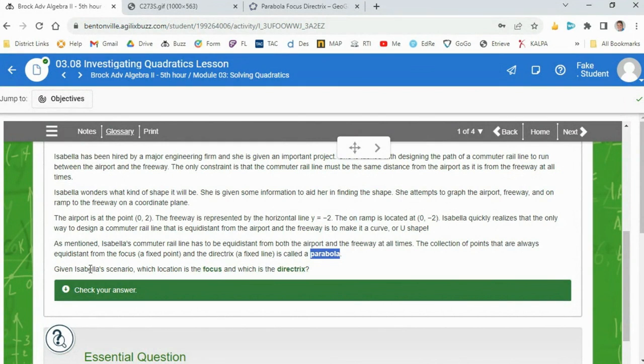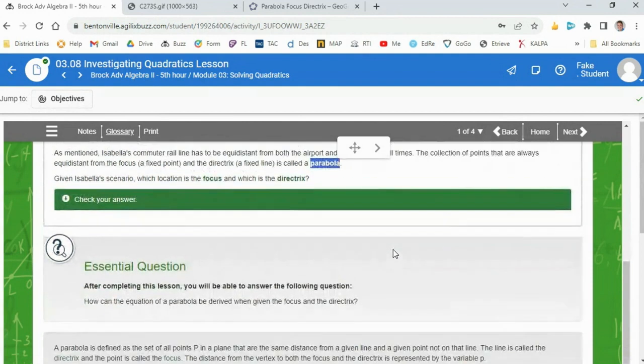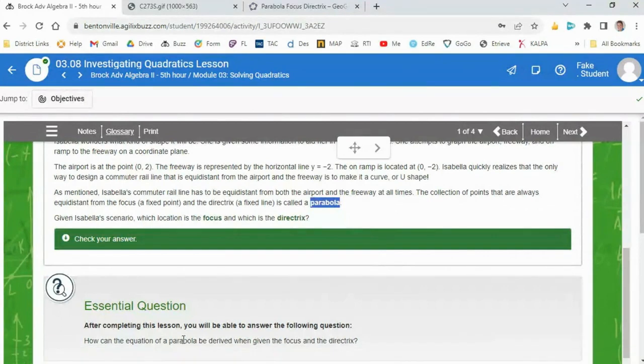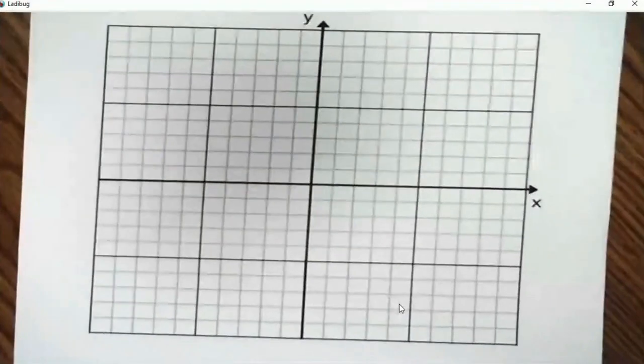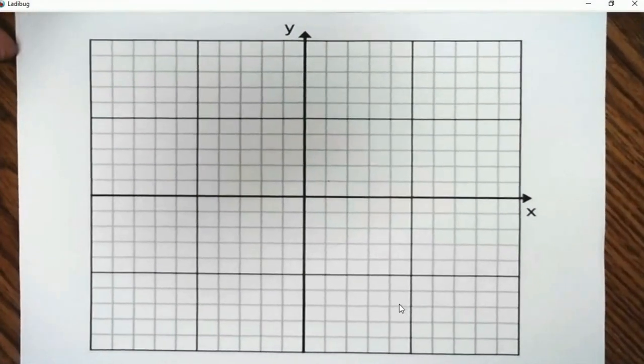So given Isabel's scenario, what location is the focus and the directrix? Directrix was like, okay, well, this is a new term, focus and directrix. So how can the equation of a parabola be derived when given the focus and directrix? So I want to show you on paper here what a focus and directrix are when we're talking about a parabola.